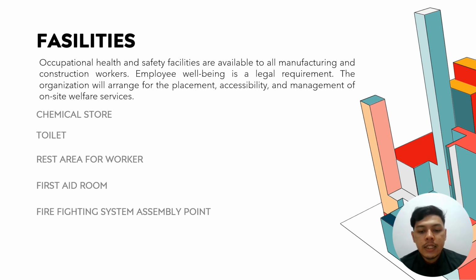Every worker in the manufacturing and building sector has access to their employer's occupational health and safety facilities. So, these are the facilities that this company should consider for their workers: chemical store, toilet, rest area for workers, first aid room, and also firefighting system assembly point.